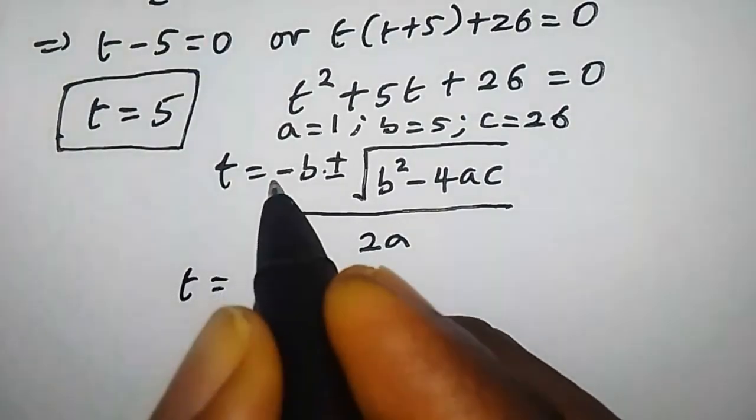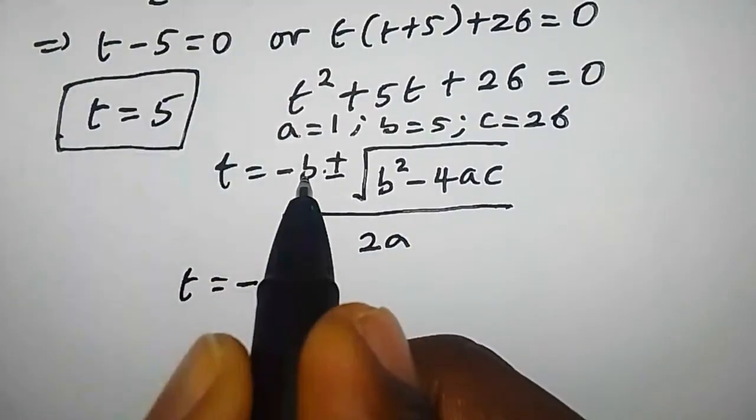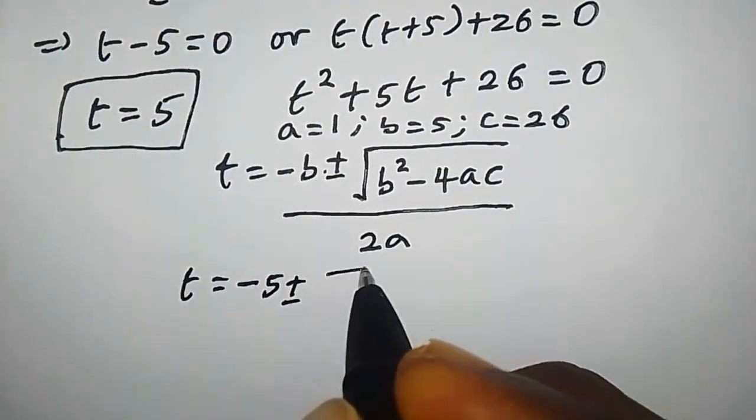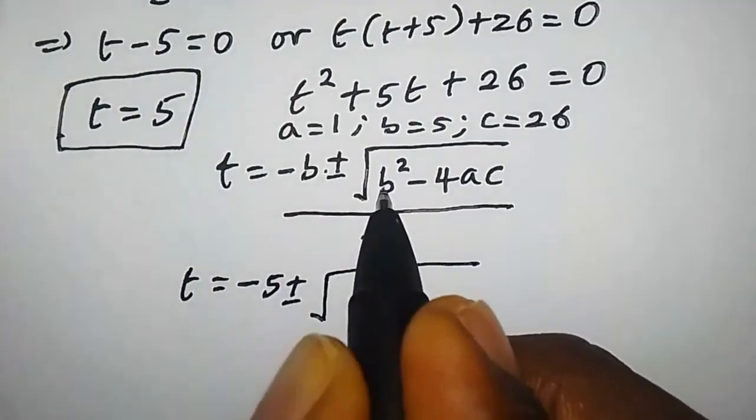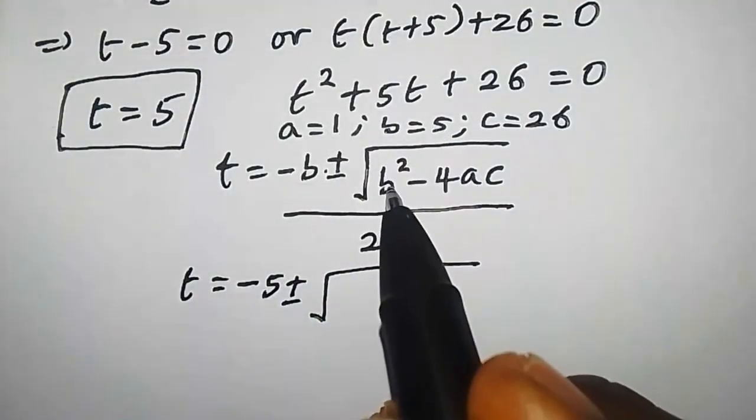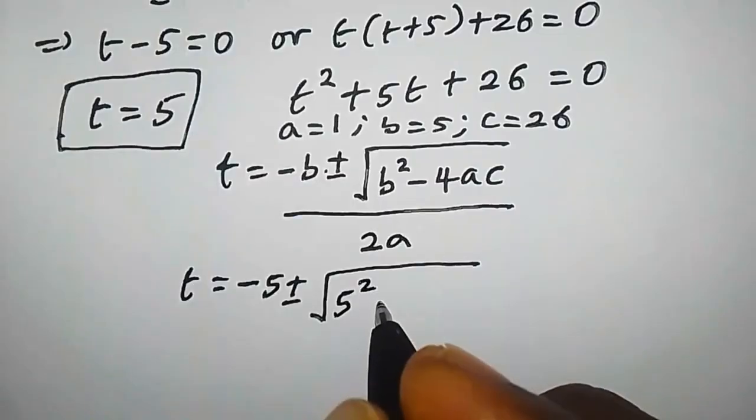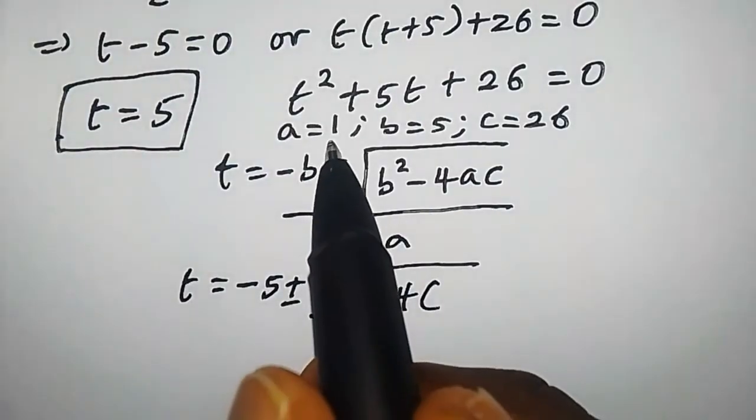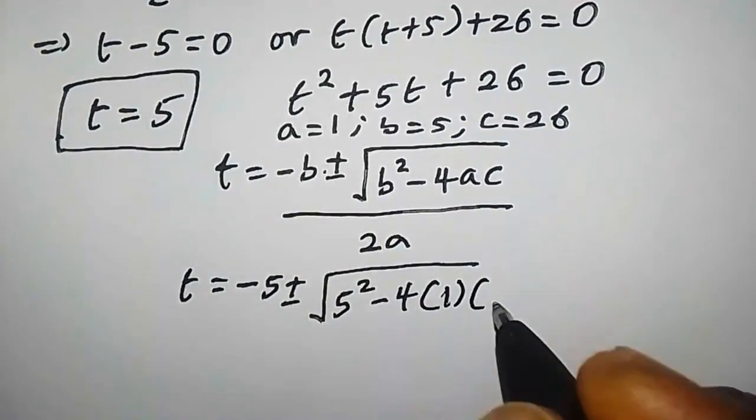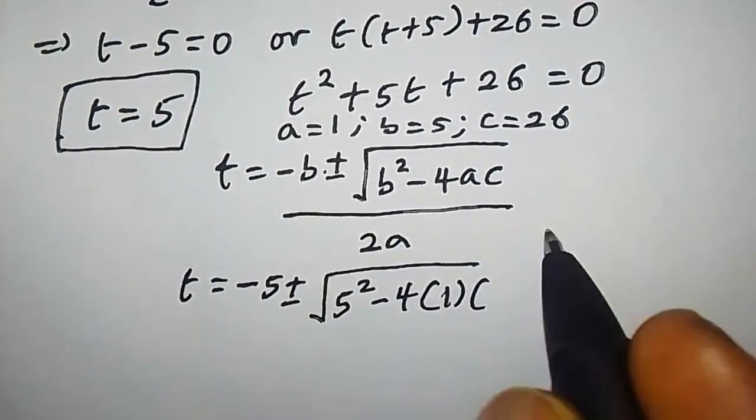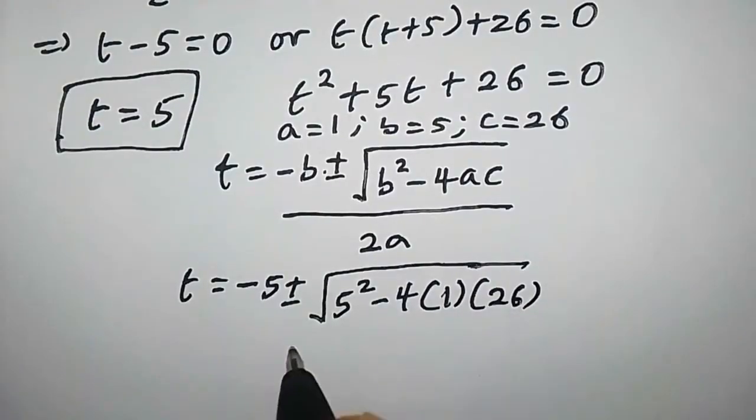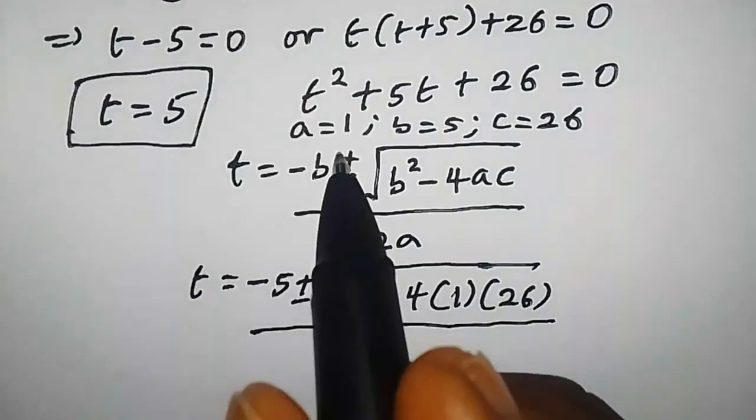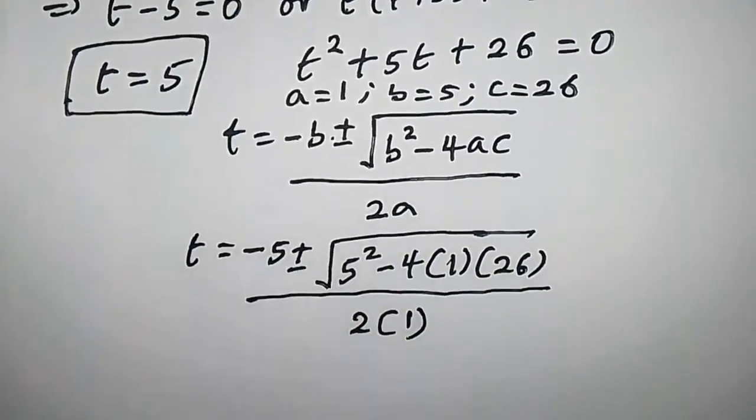t is equal to minus, what is b? b is 5. 5 plus or minus square root of b square. If we plug the value of b here, we have 5 square minus 4 into what is a? The value of a is 1, into, and what is c? The value of c is 26. Everything divided by 2 into, what is a? a is 1. So we write 1 here. Let's continue.